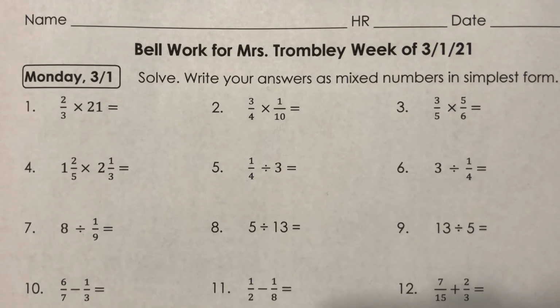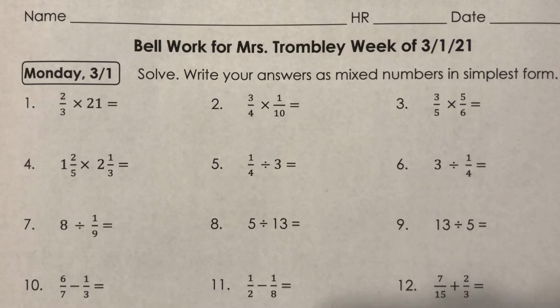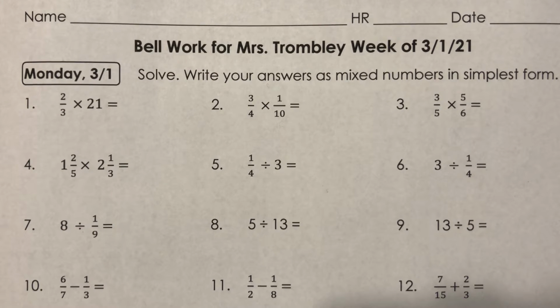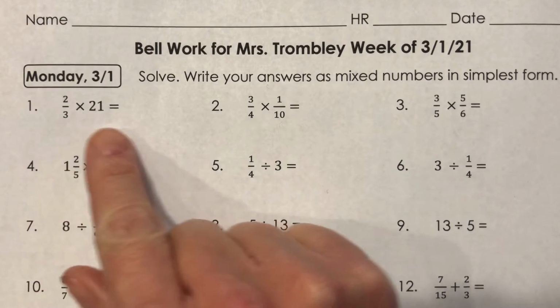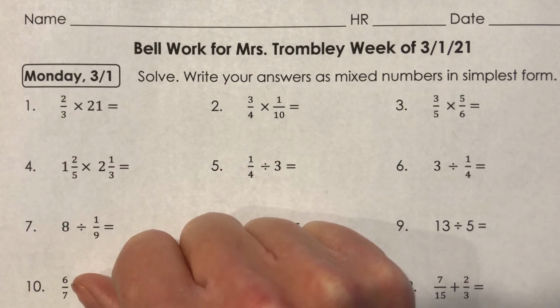This week, my B cohort did not get their bell work on Friday. So what I need you to do is you have two options. I attached this page. You can print out the bell work if you have a printer. And if you don't have a printer, no worries. Just open up the file that's attached and copy these problems down into your math spiral.